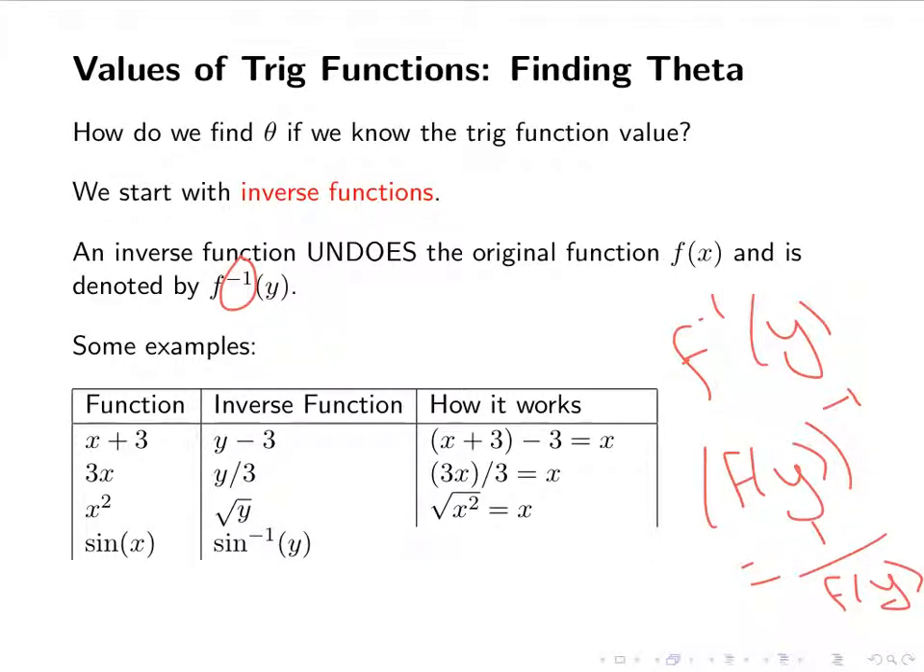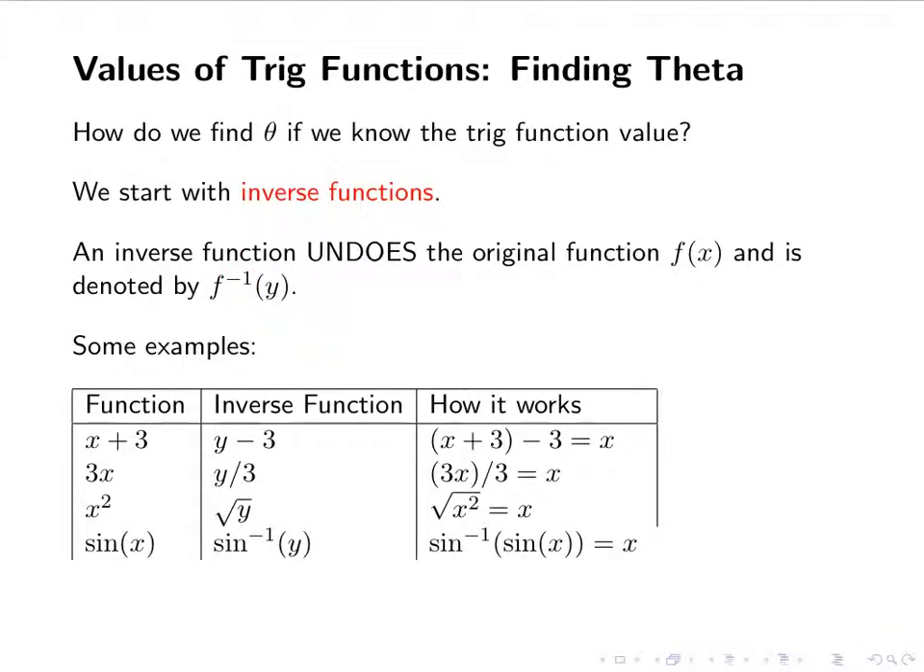So if the -1 power is outside of the function, then it's the reciprocal. If it's between the function name and the variable, it's the inverse. So again, sine inverse of y is not the reciprocal, because we know the reciprocal of sine is cosecant. So again, this is undoing the sine function. And how it works is, again, I'll plug in sine of x into my function. So sine inverse of sine of x is x. And this is, again, just by definition of an inverse function. It is undoing the sine. It's getting rid of the sine and giving us back our x.